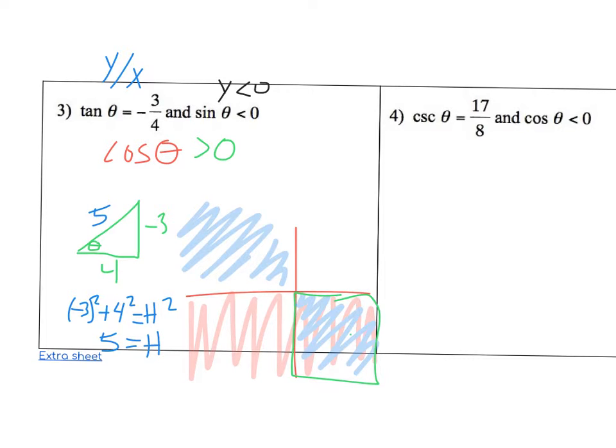Last part, define cosine of theta. I'm going to use that triangle that I built. I know that it's down here, so cosine is positive. I know that cosine is the adjacent divided by the hypotenuse. So in this case, we're looking at +4/5.